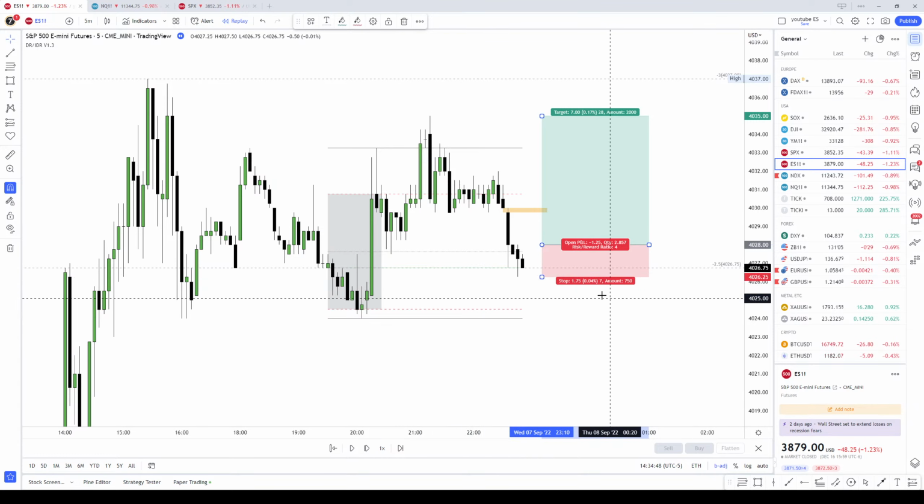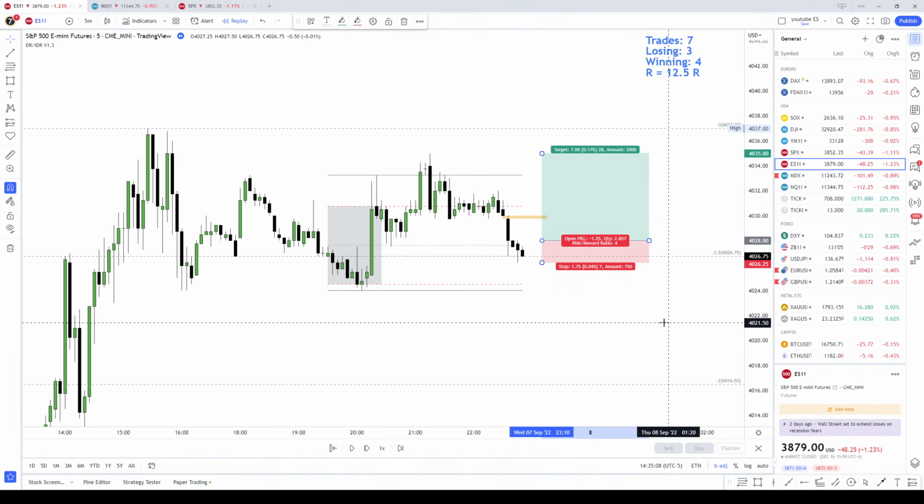So are we getting tagged? I think so. Low is 40, 26, 25. And my stop is, yeah, we are out of this trade. So we are -1.